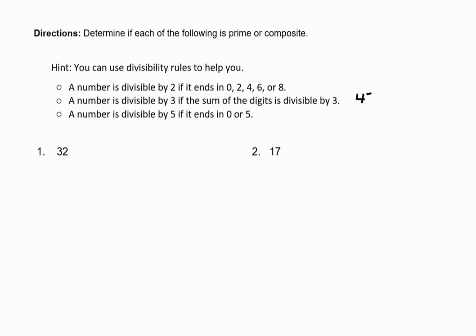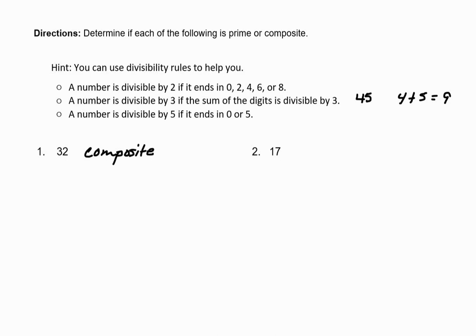For example, if you have the number 45, I can add 4 plus 5 and get 9. And since 9 is divisible by 3, 45 is divisible by 3. And if a number ends in 0 or 5, it's divisible by 5. So looking at our first number, 32. This is an even number, so it is a composite number.